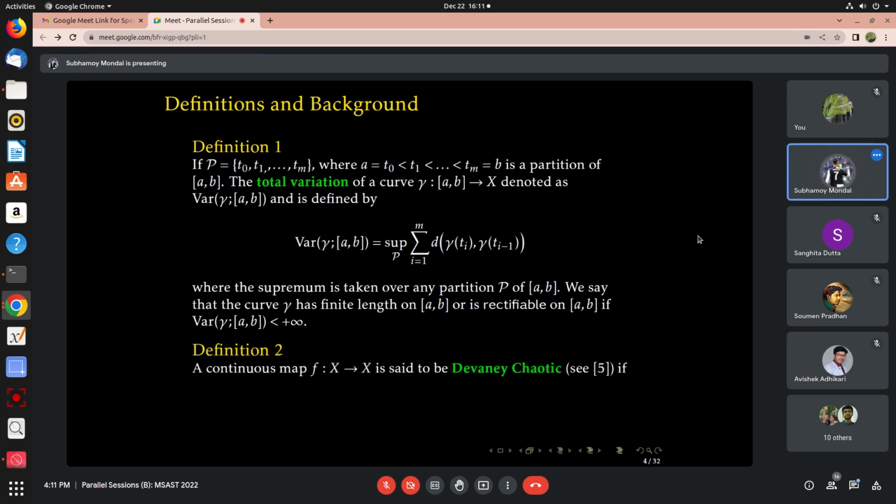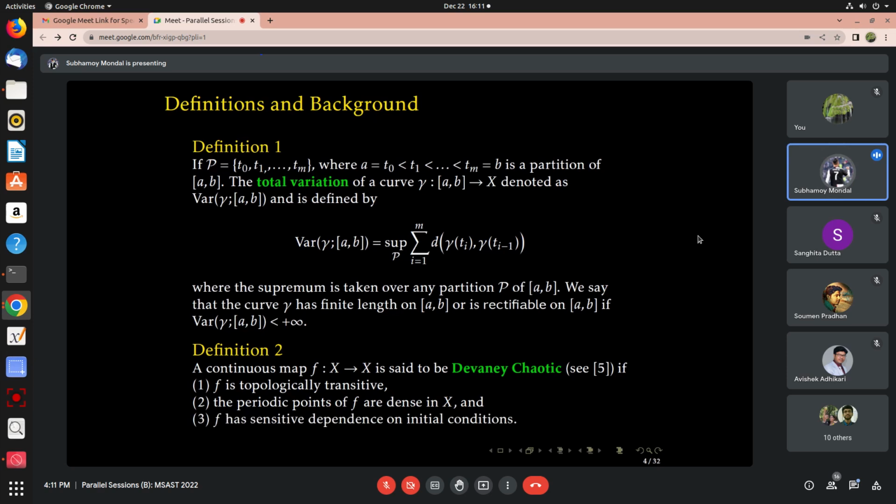Next, a map is called Devaney chaotic if it is topologically transitive and the periodic points of F are dense in X. Periodic points means if we take any point X in that space and start to iterate it, then when we first come back to X itself, it is called a periodic point of this space. The third condition is that F has sensitive dependence on initial conditions.